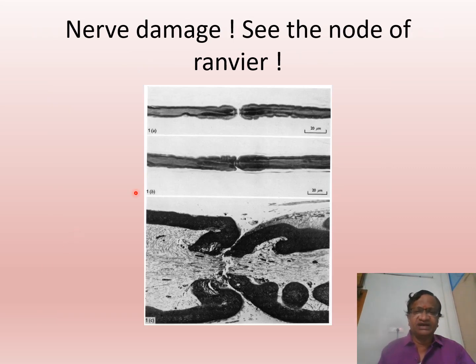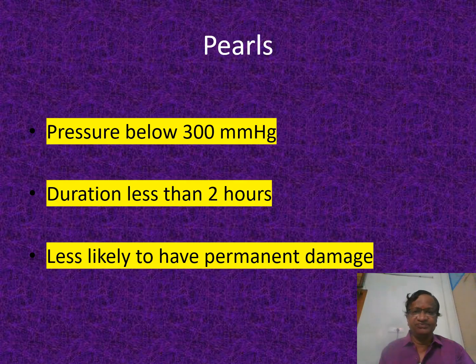See the nodes of Ranvier. They are damaged if you have tourniquet for extraordinary times. Now pressure below 300, duration less than 2 hours, less likely to have permanent damage. That is why previously with an Esmarch bandage, there is no pressure control, we may allow 600 also.